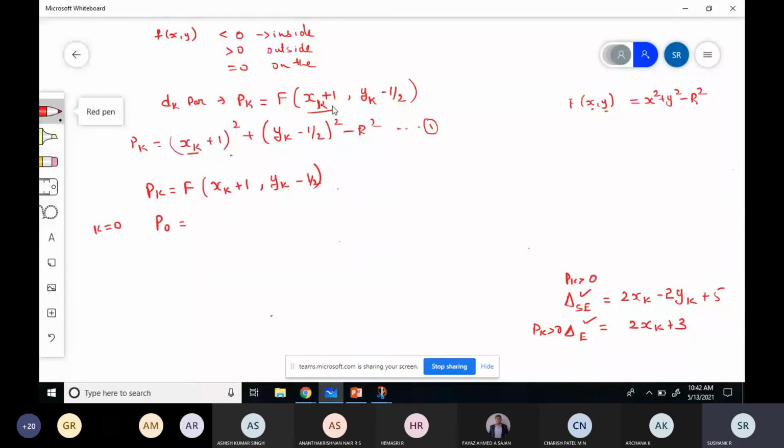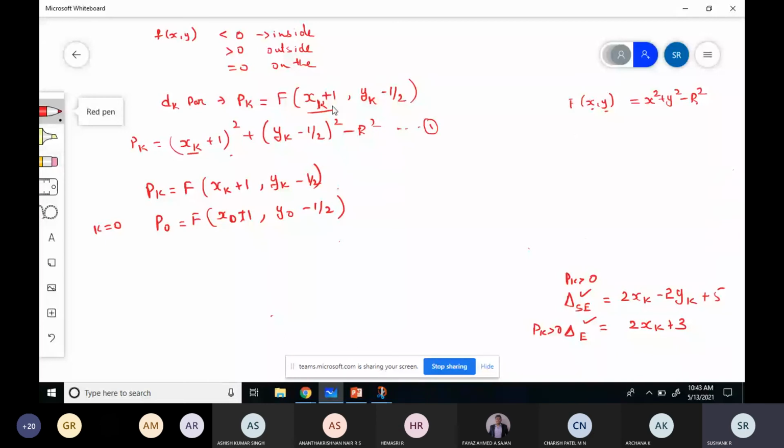So P0 is equal to f of, if I put x as 0, sorry, this is x naught plus 1, comma, y naught minus 1 by 2. So this is the formula I'll get: x naught plus 1 comma y naught minus 1 by 2.